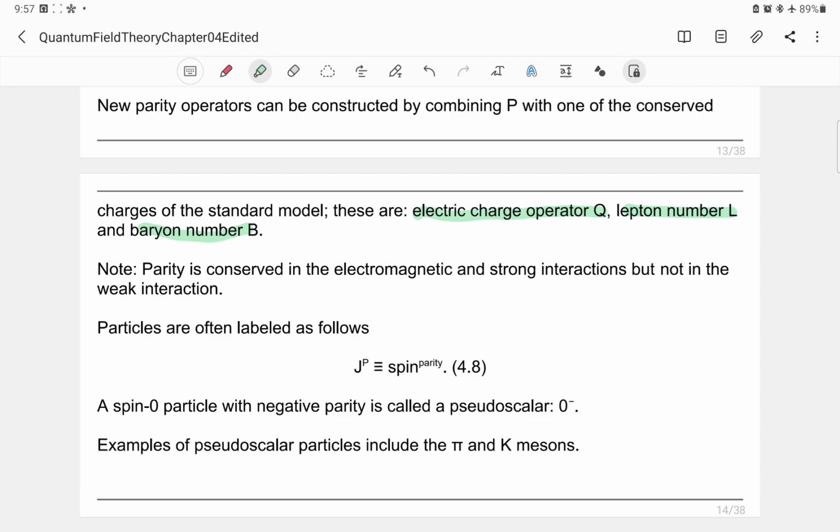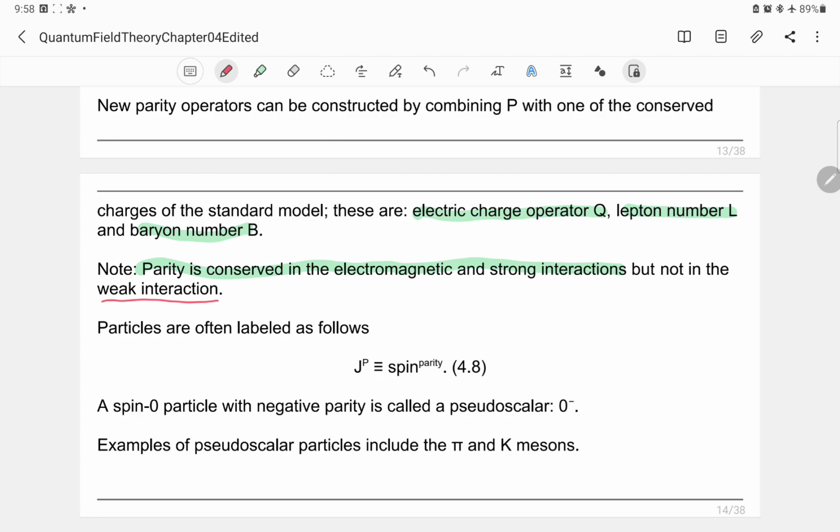Now, this is a very important note here. Parity is conserved in electromagnetic and strong interaction, but it is violated in weak interaction. So in weak interaction, you have a violation of parity.